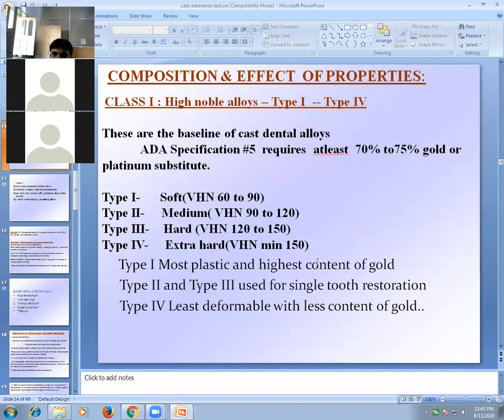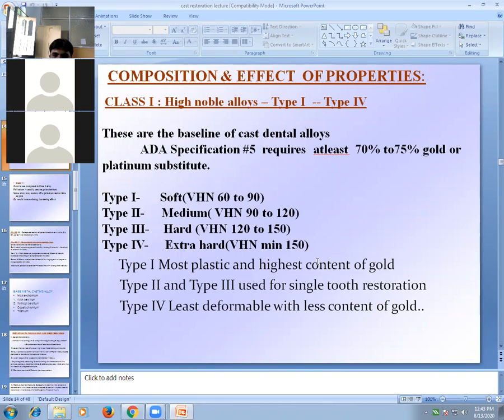Now we will describe in short the different properties of the alloys. The class 1 is high noble alloy, right? It is again divided into 4 types. So type 1 is soft, that is its hardness is 60 to 90 VHN. Type 2 is medium, it is 90 to 120. Then type 3 is hard, it is 120 to 150. Type 4 is extra hard, that is more than 150. So there is a typing error, it is more than 150.